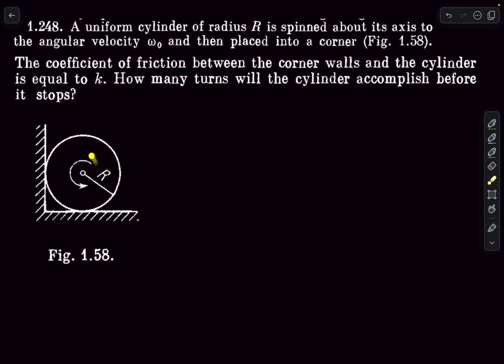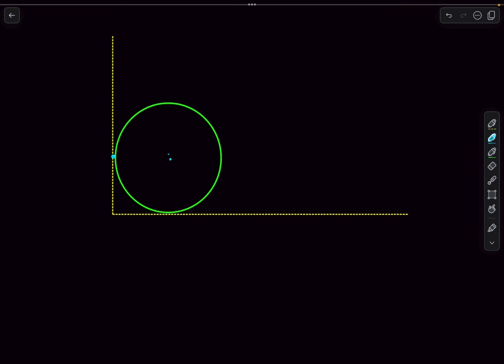Okay, so this cylinder over here initially had an angular velocity of omega naught, and then it is placed into a corner. The coefficient of friction between the corner walls and the cylinder is equal to k. How many turns will the cylinder accomplish before it stops? Obviously it'll start to decelerate, and after some time it'll come to rest. The disk had a counterclockwise angular velocity of omega naught.